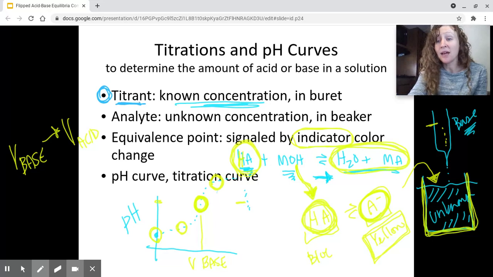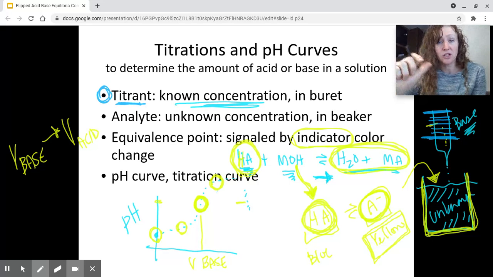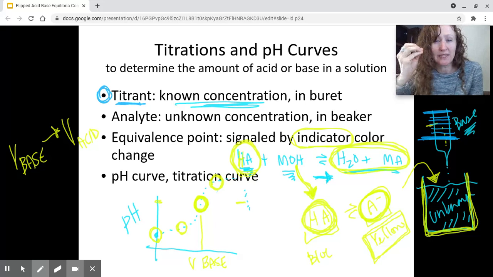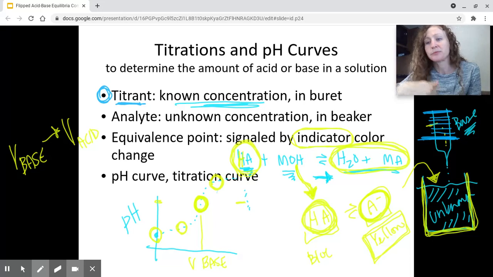I'm also going to track the volume. I start with a specific volume, I write that down, I track the volume all the way down. When I end and I've hit that point where the color change occurs, I'm going to record that volume of base so I know exactly how much base I have added, right? I control everything about the titrant.